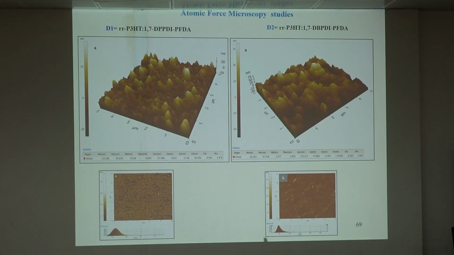The roughness factor is a very important value. We can calculate the roughness factor; you can see here, the roughness factor is 5.1. The roughness factor plays an important role in polymers for making organic polymer solar cells.